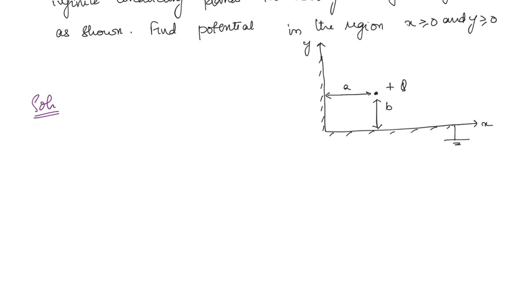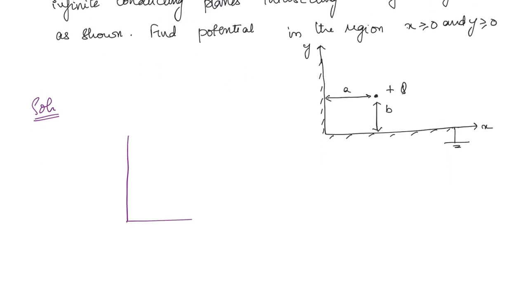Okay, so we will just redraw these conducting planes. Here there will be plus q and this distance is given as a, and here the distance is b. Okay, and this is grounded. Now instead of these conducting planes, we are going to replace them by equipotential surfaces. Okay, so this is an equipotential surface, and what will be the voltage? It is going to be 0. Why? Because it is grounded.